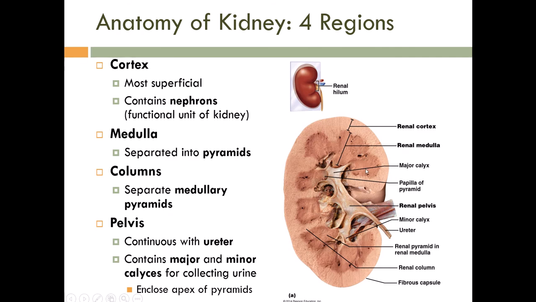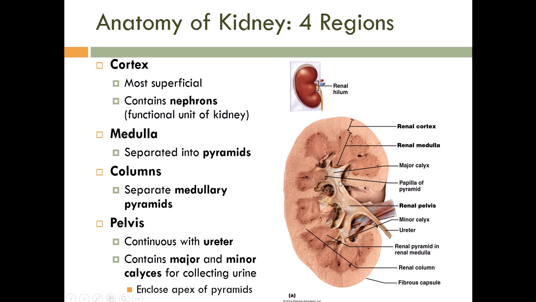There are 4 regions to the kidney. The most superficial region of the kidney is the cortex. This is where we find all of our nephrons, which are the parts of your kidney that actually make the urine. The second layer is known as the medulla, which is separated into what we call the medullary pyramids, because they're somewhat pyramidal in shape. Separating the pyramids are columns. They're basically indentations of the cortical tissue.